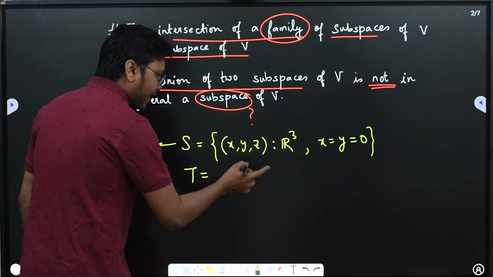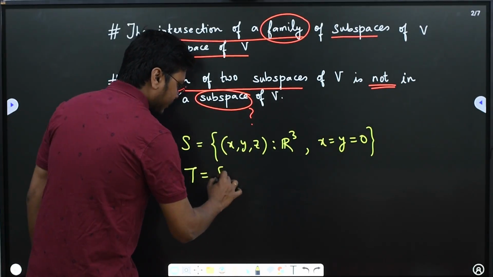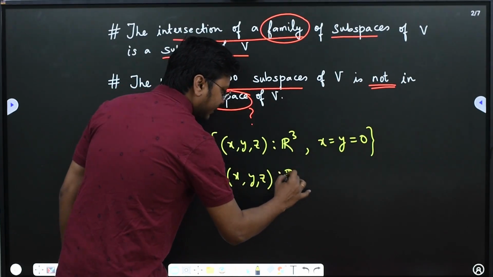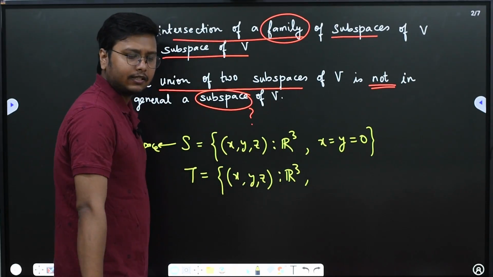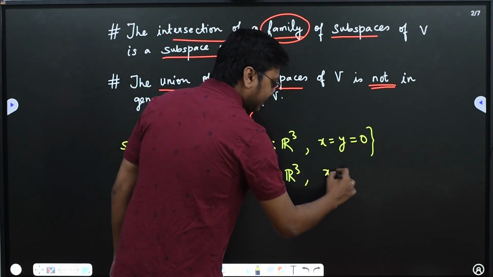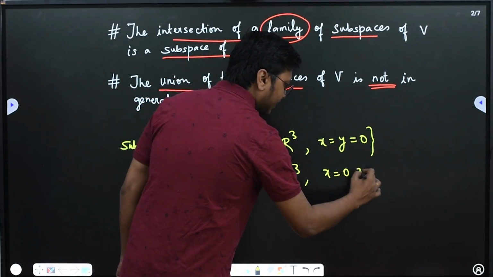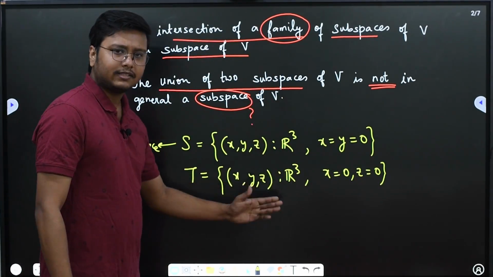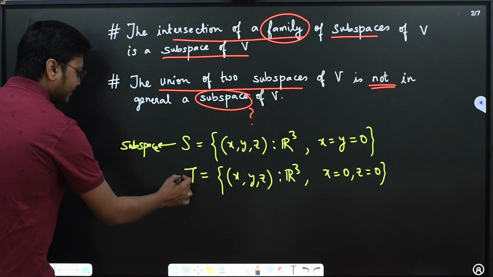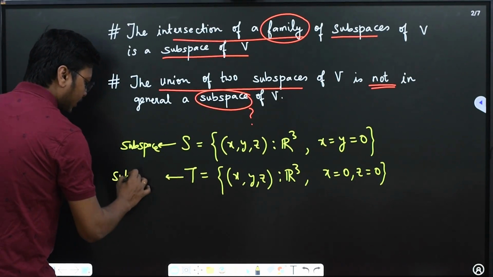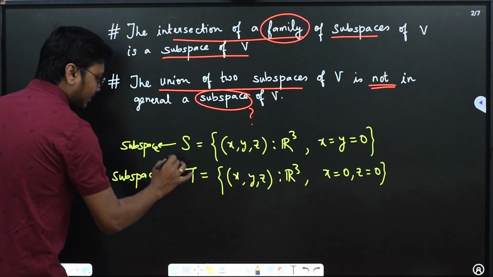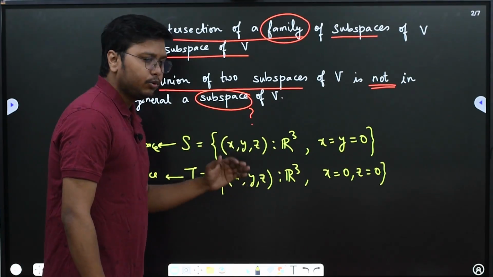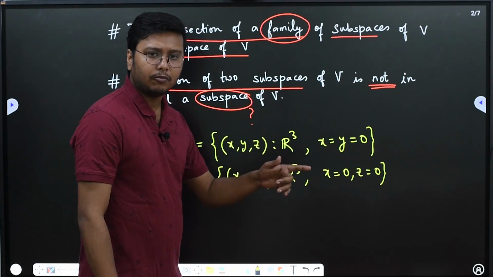Again, if I take a very similar subspace, just changing the condition here. Instead of taking x and y to be 0, I am taking, let's say, x and z to be 0. So the x and the z coordinate are 0. So it's quite similar to the previous one. In a similar manner, it's very easy to show that T also forms a subspace. Now I want to show, will the union of these two sets form a subspace?